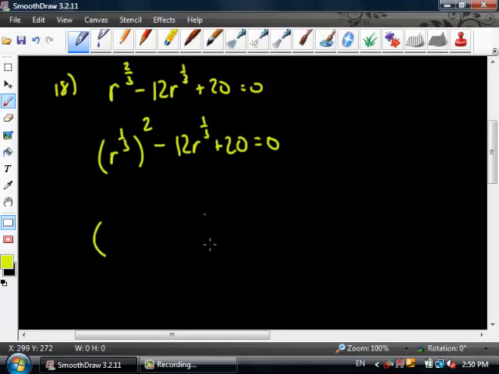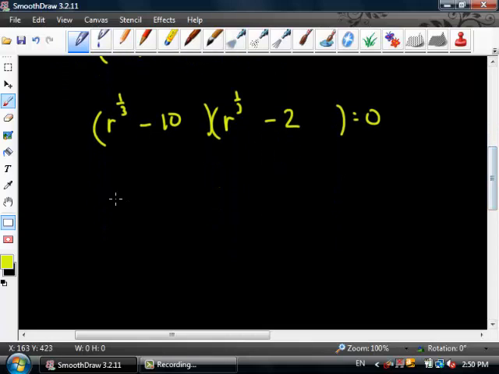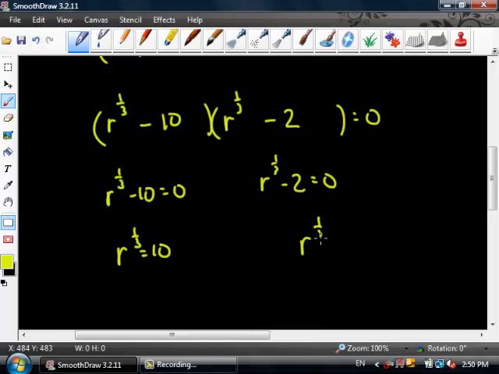So I factor this like I always do. This is r to the 1/3 and r to the 1/3. I need two numbers that multiply to 20, so that's going to be negative 10 and negative 2. These also add up to negative 12. So I get r to the 1/3 minus 10 equals 0, r to the 1/3 minus 2 equals 0. r to the 1/3 equals 10. r to the 1/3 equals 2.